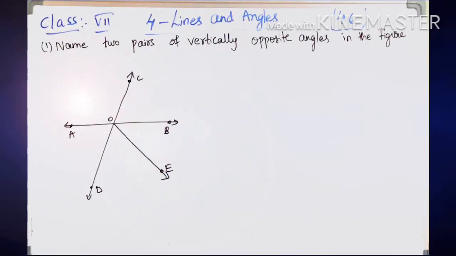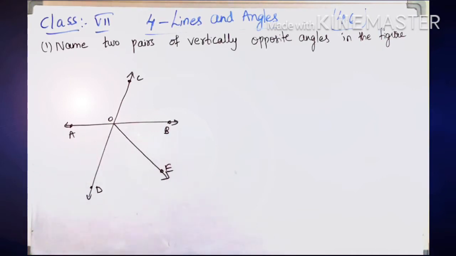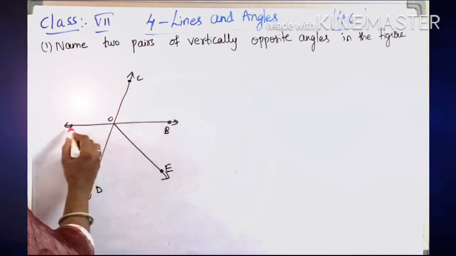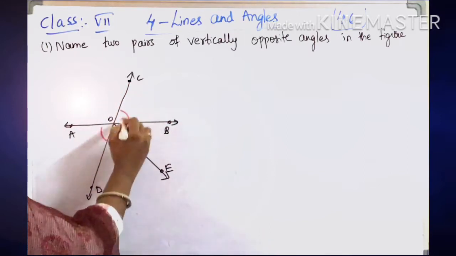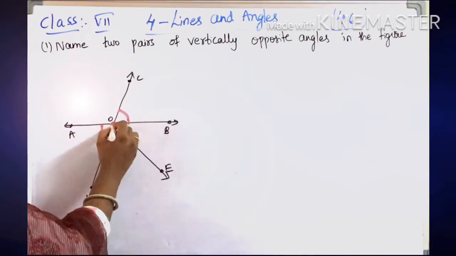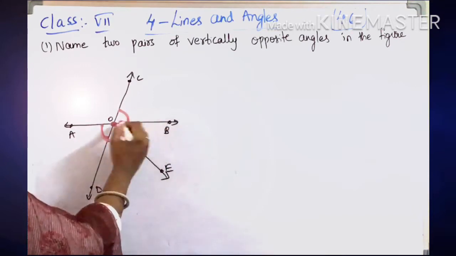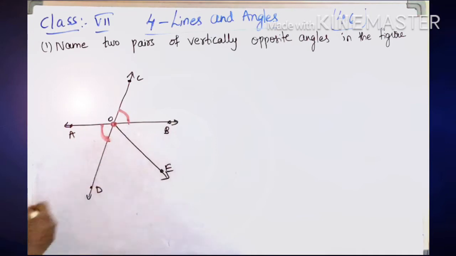Coming to the first question in this figure: name two pairs of vertically opposite angles in the figure. Here they are asking for two pairs. Always the size of vertically opposite angles should be equal. If you observe, angle BOC and angle AOD are the same. They are vertically opposite because they share the same vertex, and the angles are formed opposite to each other. So I can say that angle BOC and angle AOD are one pair of vertically opposite angles.